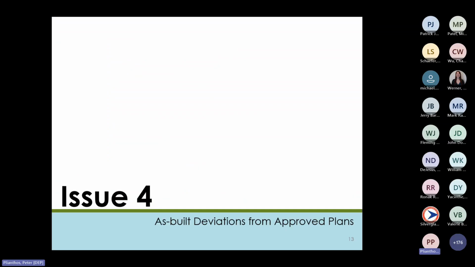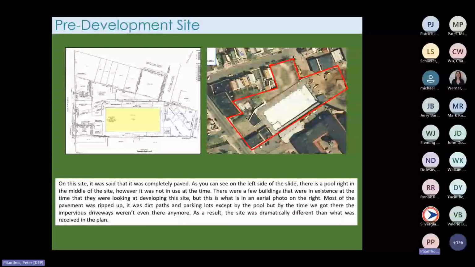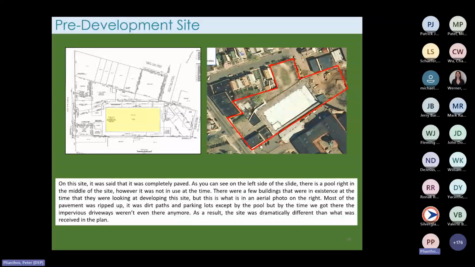Let's look at another project. So on this site, it was said that it was completely paved. As you can see on the left side of the slide, there is a pool right in the middle of the site. However, it was not in use at the time. There were a few buildings that were in existence at the time that they were looking at developing the site, but this was what we got from an aerial photo on the right.